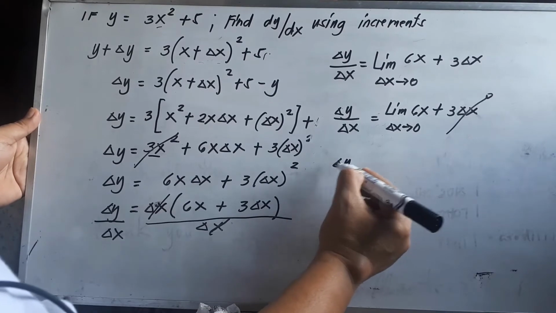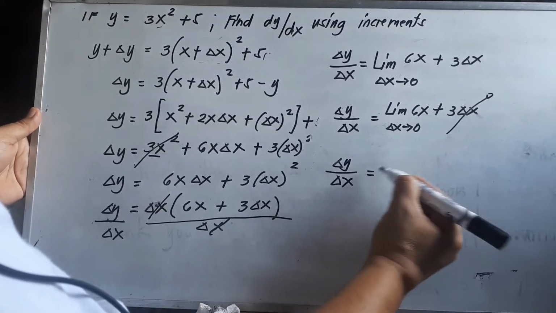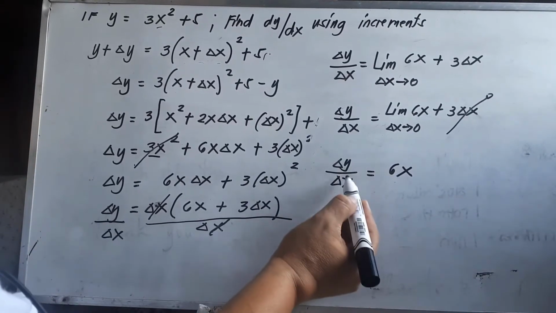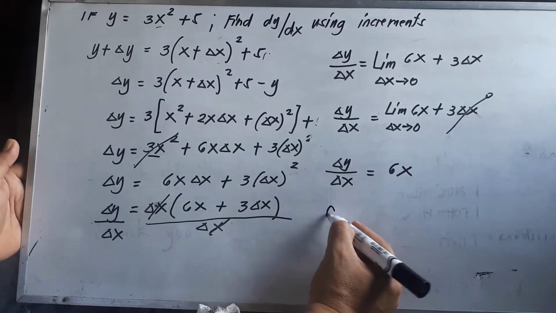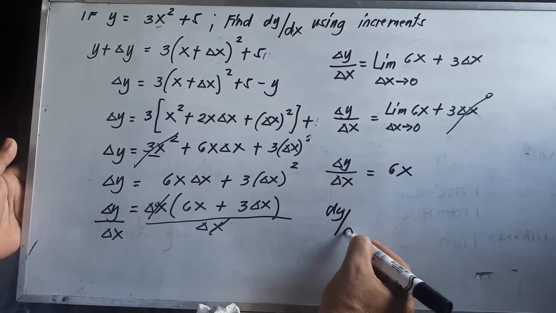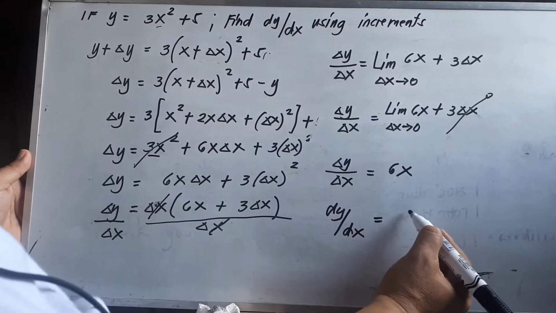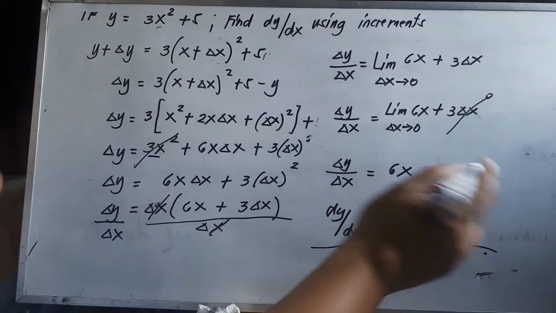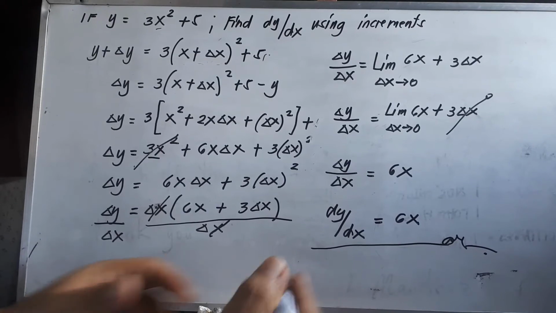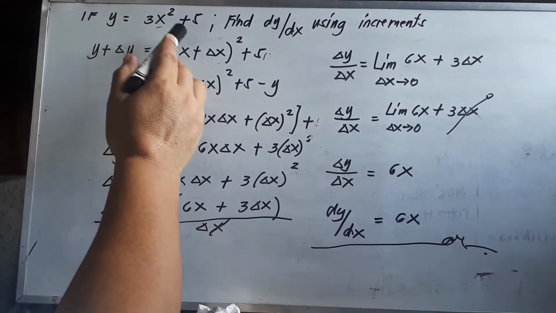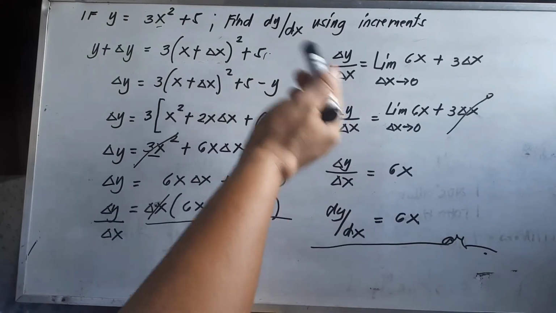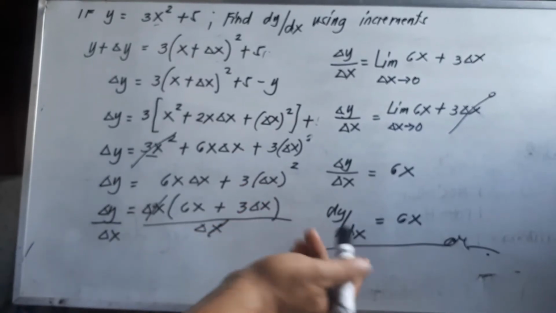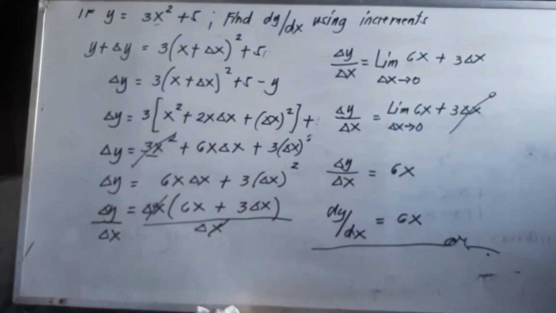Therefore, change of y with respect to change of x will now become 6x, and change of y with respect to change of x is also known as the derivative of y with respect to x, equal to 6x. This is our final answer. So that is the equation: y is equal to 3x squared plus 5, and then determining the dy dx using increment. This is the process. Dy dx turned out to be 6x. This is our answer.